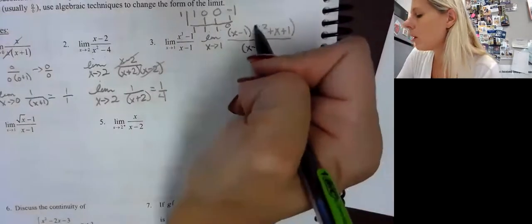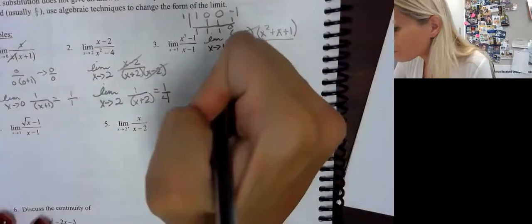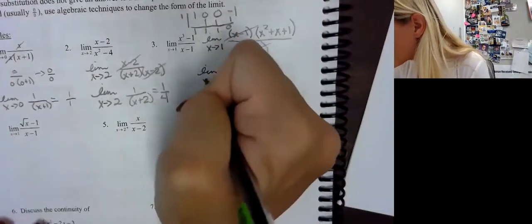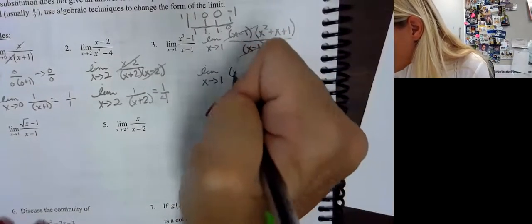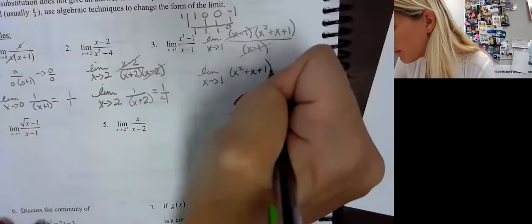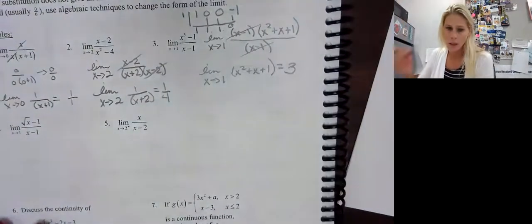All right, so we know now that those cross off. Because they cross off, remember there's a hole there. And that gives us limit as x approaches 1 of x squared plus x plus 1. So when I plug 1 into that, I get the value of 3.